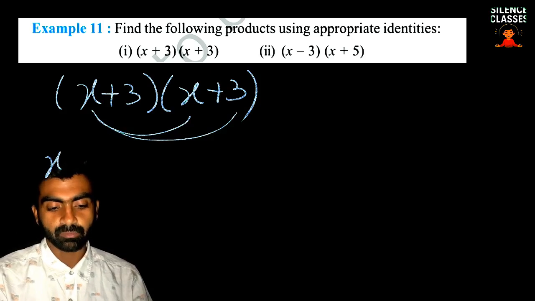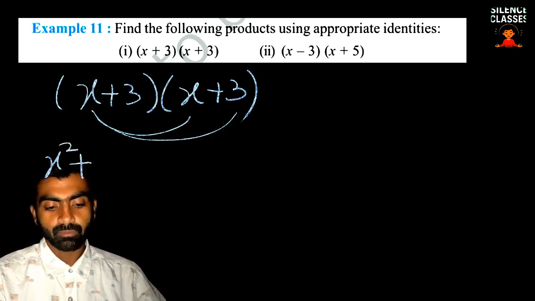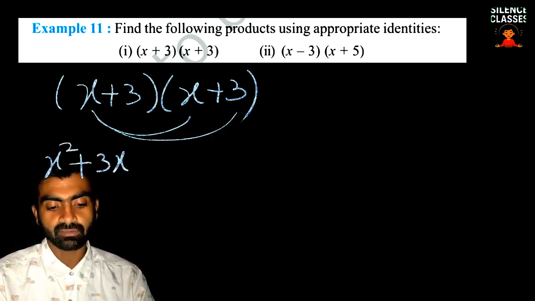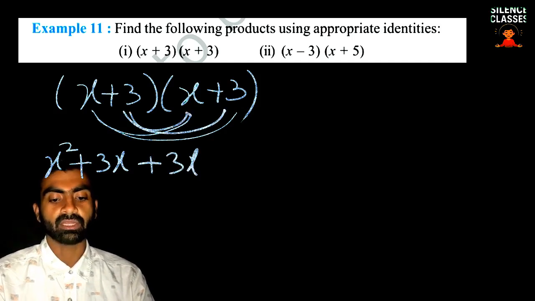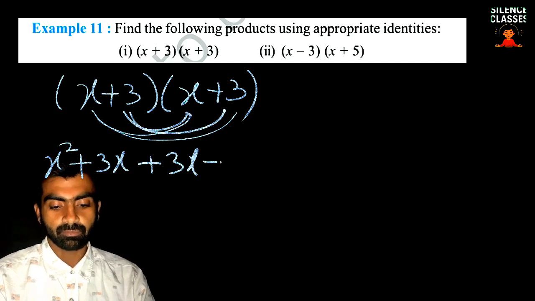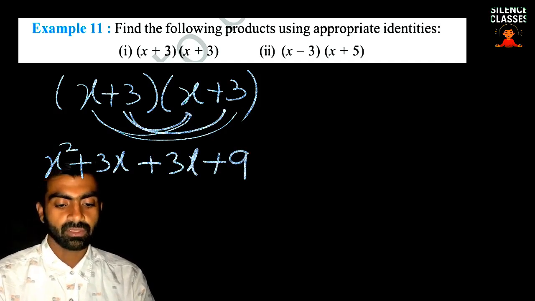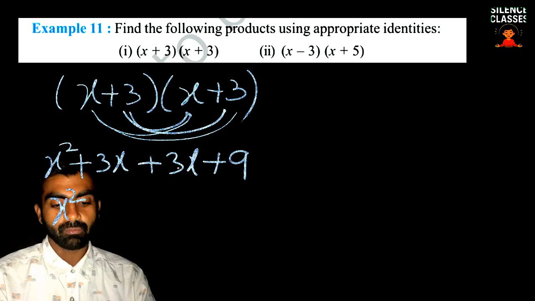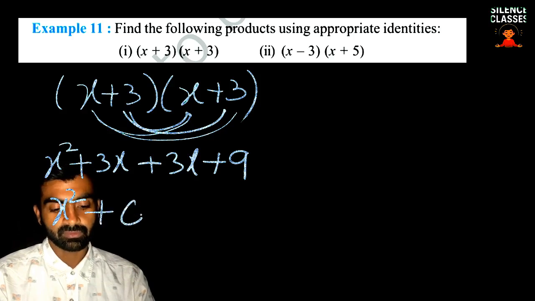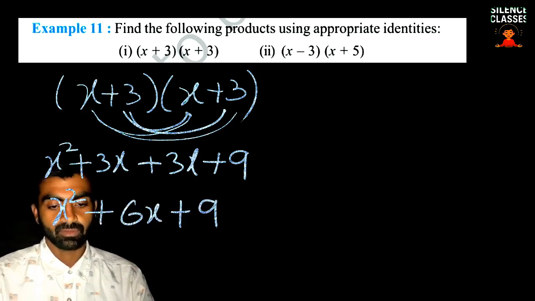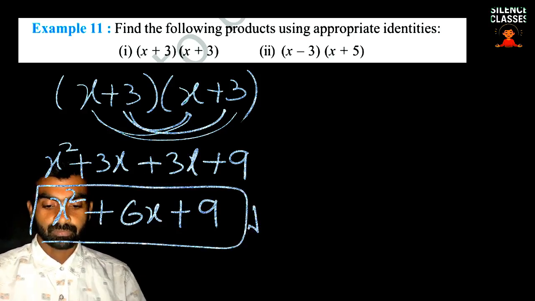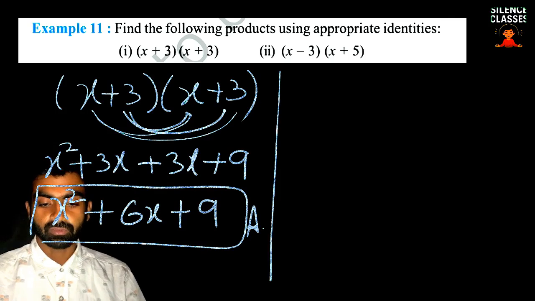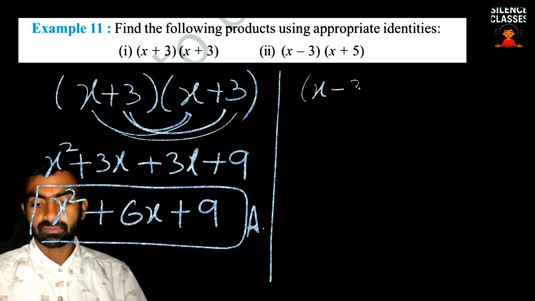So it will become x multiplied by x, we will get x square, plus x multiplied by 3, we will get 3x, plus 3 multiplied by x, we will get 3x, and 3 multiplied by 3, we will get plus 9. Okay, so we will get x square plus 6x plus 9. This is the answer. Now let's move to the second part, x minus 3 and x plus 5.